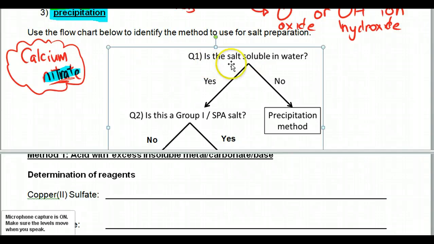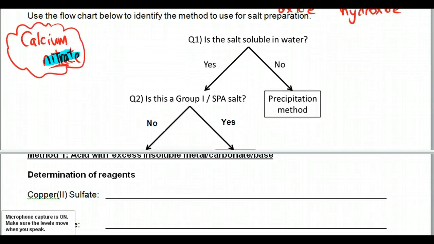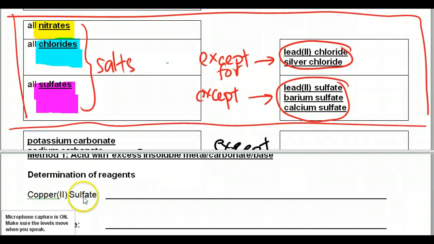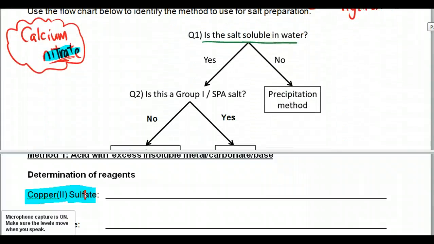We ask ourselves, is the salt soluble in water? Sorry, let's go again. Is the salt soluble in water? So if you look through your solubility table, we look at our sulfate. We're looking at copper 2 sulfate here. Now, all sulfates are soluble except for lead 2 sulfate, barium sulfate, and calcium sulfate. So is copper 2 sulfate soluble? Answer is yes. Copper 2 sulfate is soluble in water. So let's go back down again. So we know that copper 2 sulfate is soluble in water, so the answer is a yes.